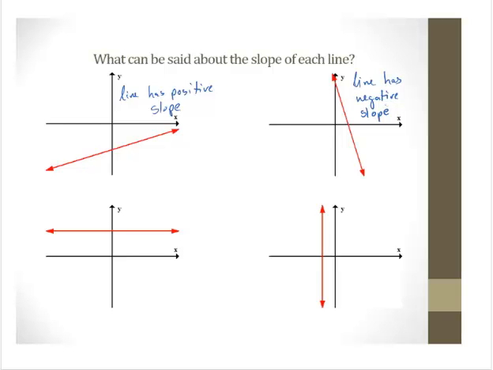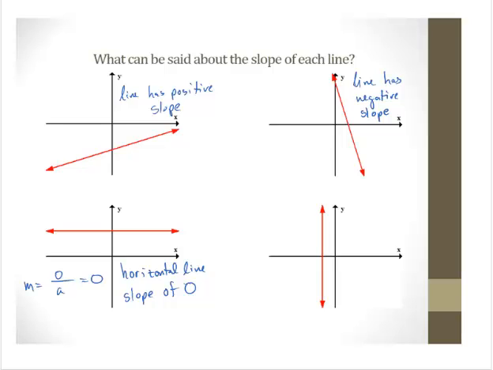The third line, which is on the bottom left, does not rise or fall. This is a horizontal line. And if we think of the slope formula, notice that since it doesn't rise, its delta y would be 0. And so our slope would be 0 over some number. I'll just call it a for any number. And 0 over a is 0. Horizontal line, any horizontal line, has slope of 0.